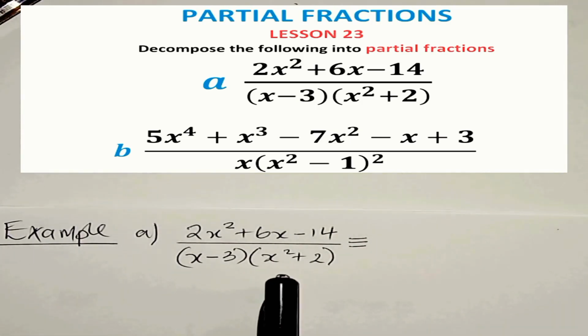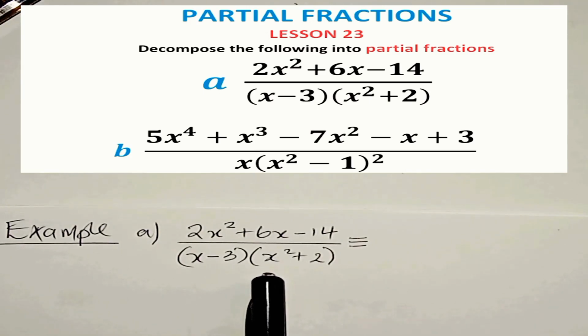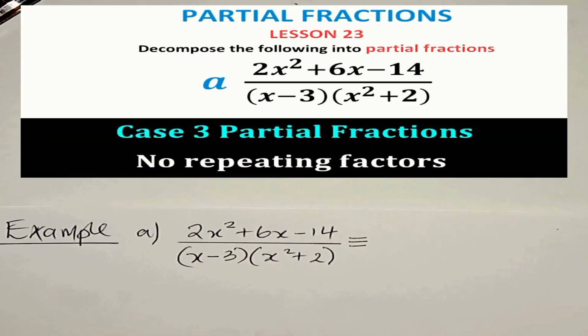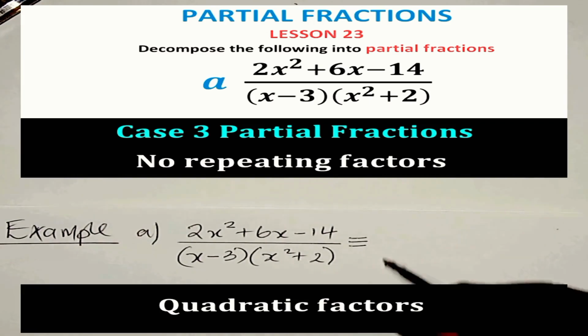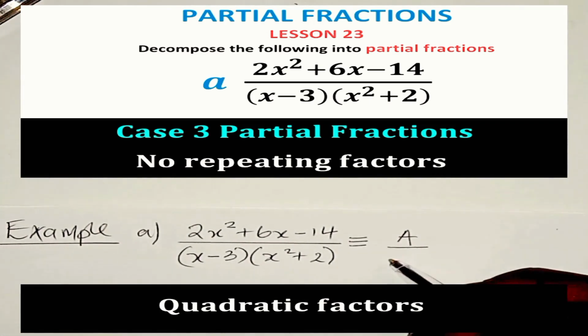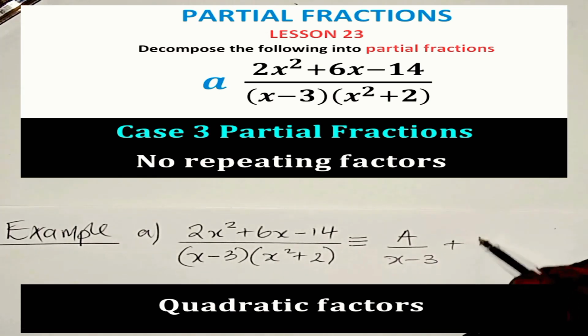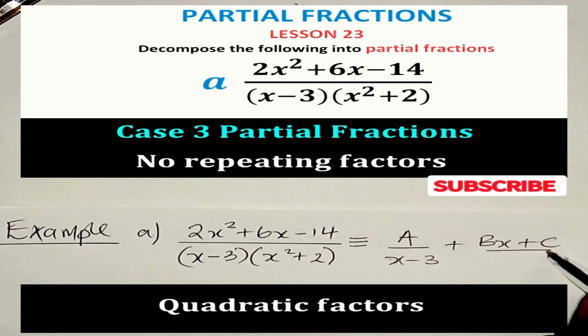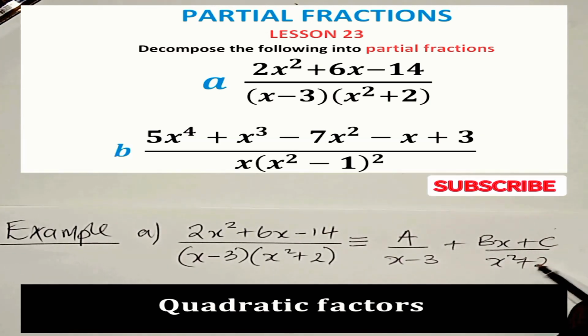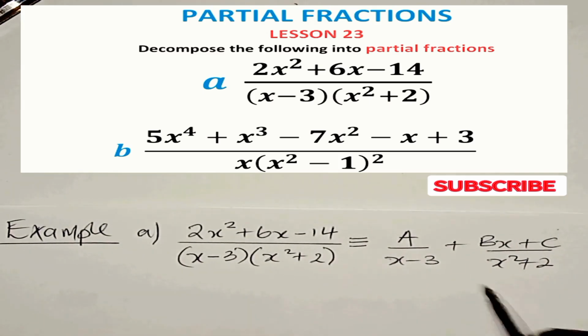Now let's begin with the first one. This is classified as case 3 partial fractions. It has no repeating factors and it has a quadratic factor in the denominator. So in this regard, we have one linear factor and one quadratic factor. Now let's set up the partial fractions decomposition formula for that. It is given by A over x minus 3 plus Bx plus C over x squared plus 2, the quadratic factor. And A, B, and C are constants to be found.